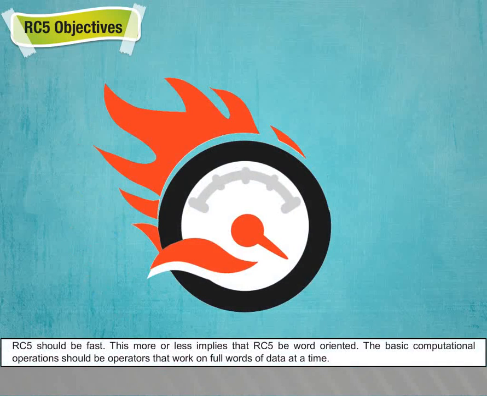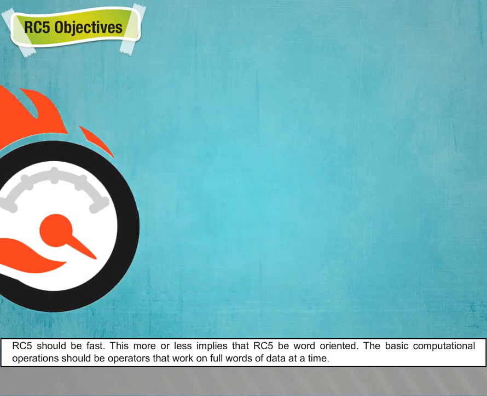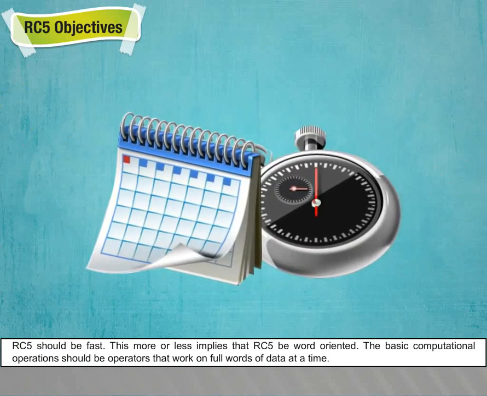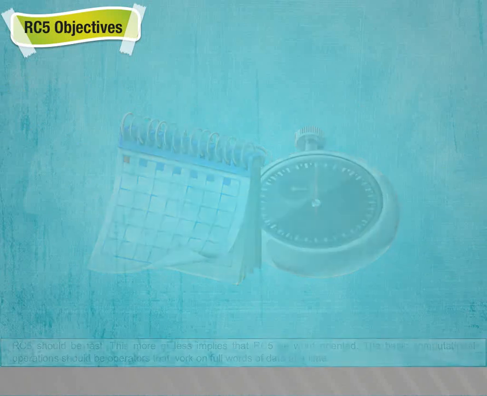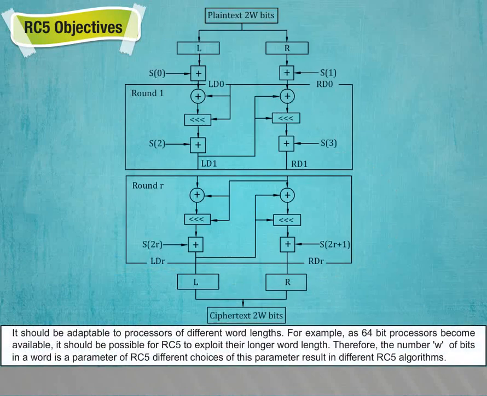RC5 should be fast. This more or less implies that RC5 be word-oriented. The basic computational operations should be operators that work on full words of data at a time. It should be adaptable to processors of different word lengths. For example, as 64-bit processors become available, it should be possible for RC5 to exploit their longer word length. Therefore, the number w of bits in a word is a parameter of RC5. Different choices of this parameter result in different RC5 algorithms.